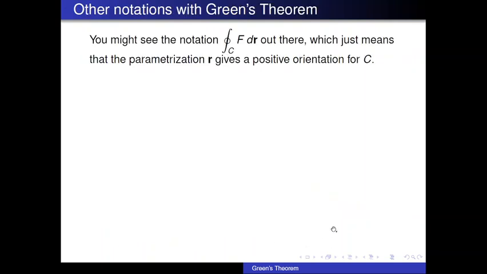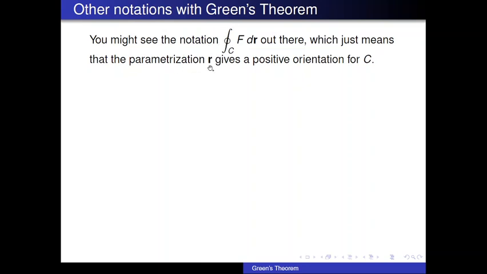That's very nice. Okay, before we get to any examples, I just want to talk about a couple of different notations that you might see with regard to Green's theorem. You might see this funny looking integral that has a circle in the middle of the integral sign. All that really indicates is that the parametrization given to us by little r gives a positive orientation for the curve C. I think that stands for oriented curve. So we're integrating F along an oriented curve. If you see that out there in the literature, that is all that's being discussed.